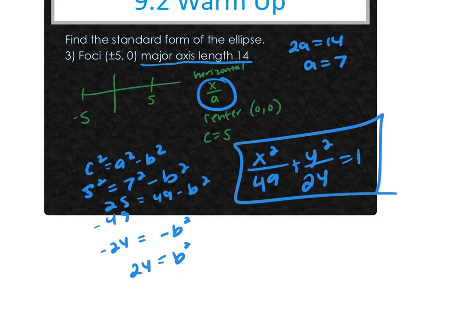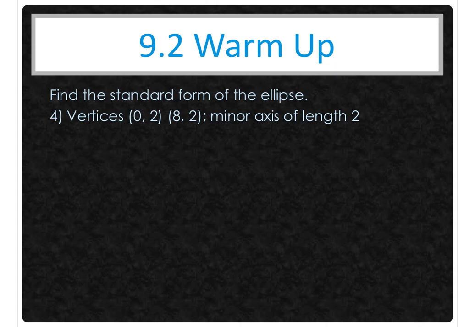So, most of you got this one right. Good job. Just be careful because there were some silly mistakes. This one got messy. So find the standard form of the ellipse.